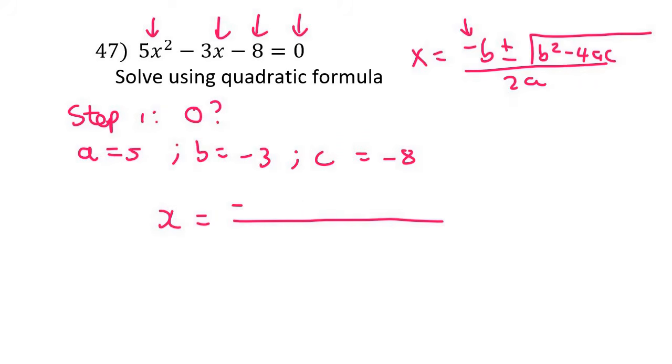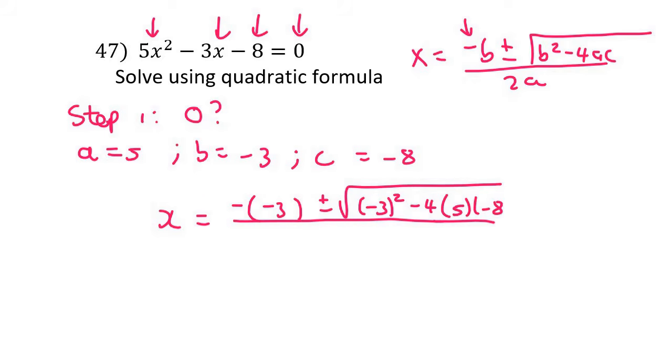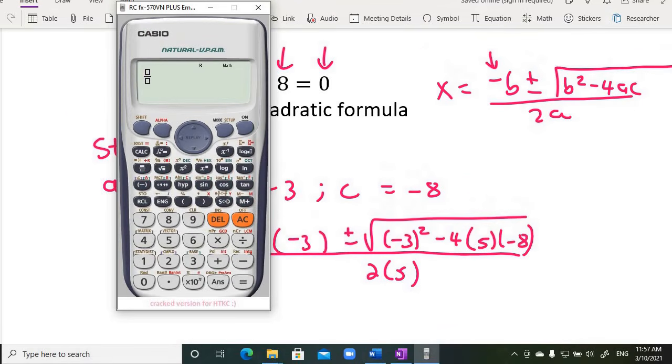So there's a minus, then you put a bracket, and then b is minus 3. Then there's a plus minus. Then b again is minus 3, but look, I use a bracket. a is 5, and then c is negative 8, and then 2 times 5. Now we get our calculators, and we type it exactly as we see it. So let me quickly move that up.